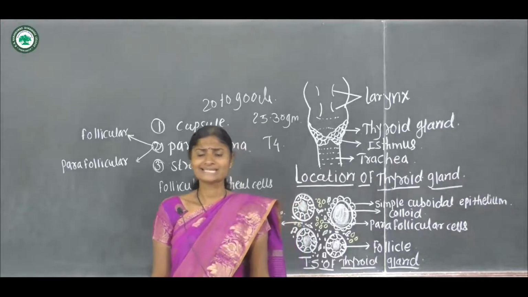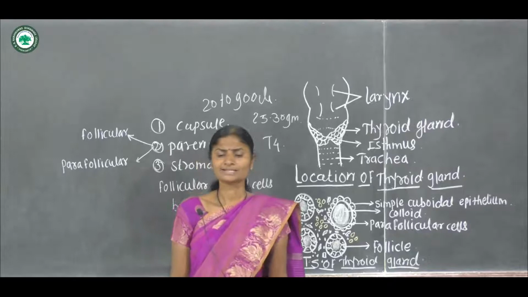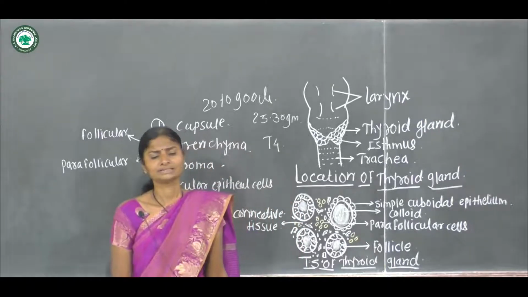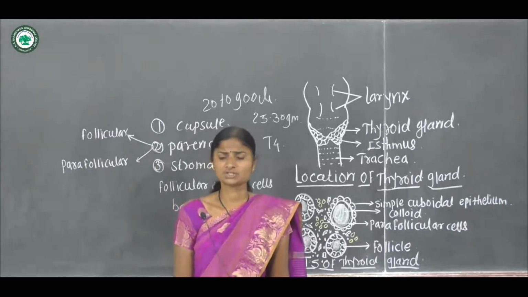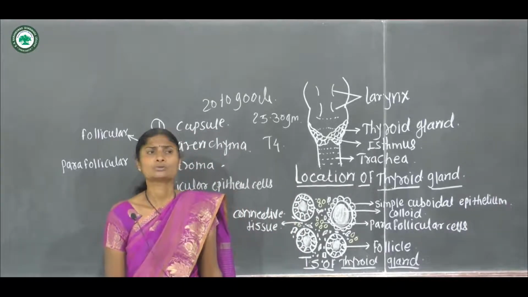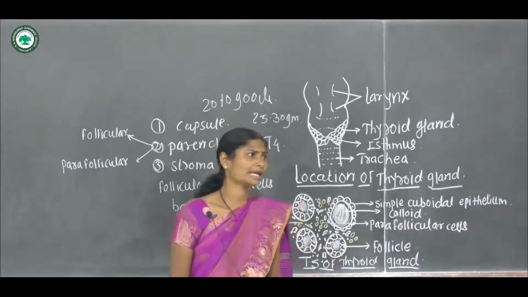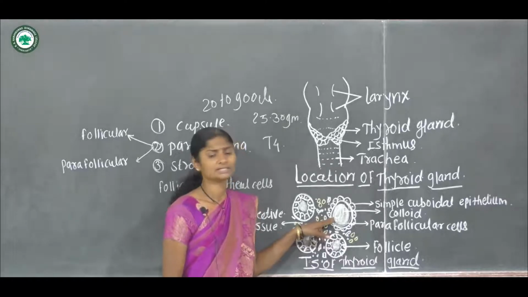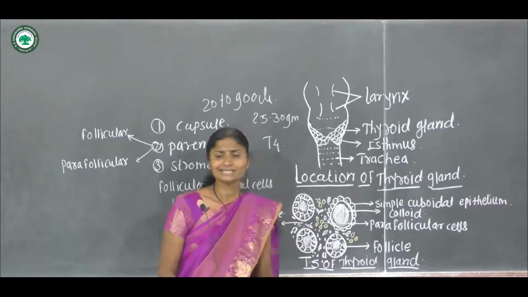These cells show changes in shape depending on the state of the gland. When the gland is inactive, the cells exhibit a squamous structure, and when it is hyperactive, they show a columnar structure. When the cell is inactive, the colloidal content is higher, and when the cell is hyperactive, the colloidal content is less.